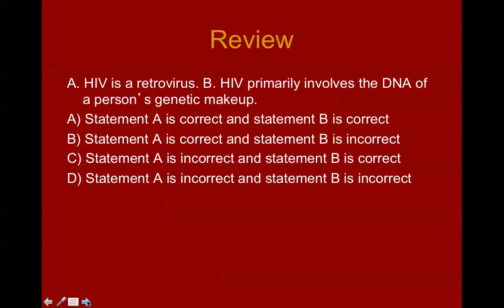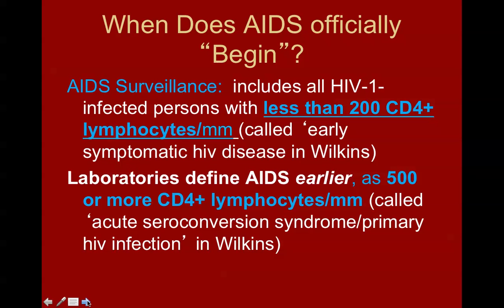Okay, here's a review question. You can give it a swing. So when does AIDS officially begin? You've got two different entities that dictate that. The AIDS Surveillance Task Force that does research and collects numbers includes everybody that has less than 200 CD4 plus lymphocytes. And in Wilkins, it's called early symptomatic HIV disease when they get to this less than 200.